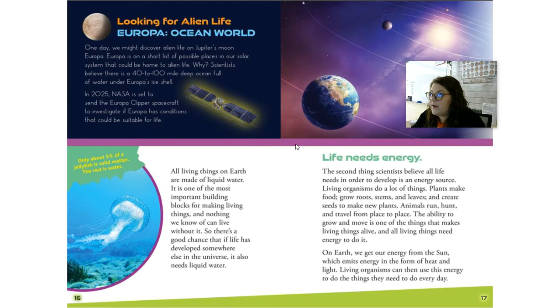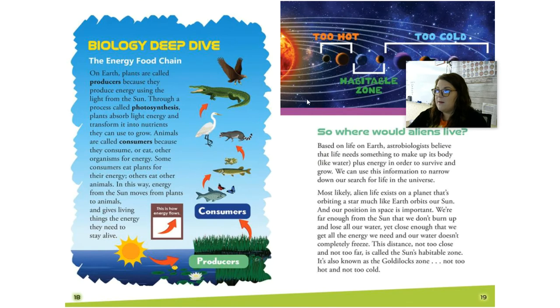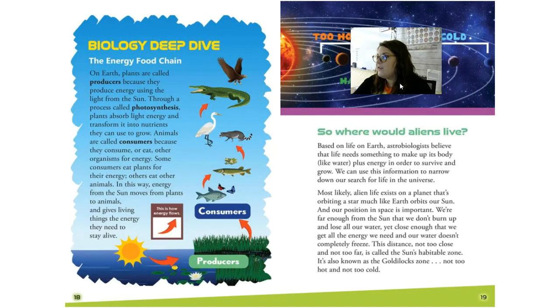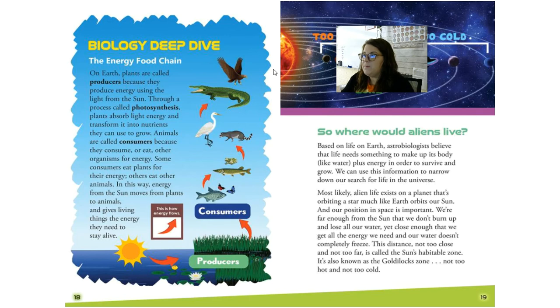On Earth, we get our energy from the sun, which emits energy in the form of heat and light. Living organisms can then use this energy to do the things they need to do every day. And then up here we had looking for alien life, Europa, ocean world. Biology deep dive, the energy food chain.